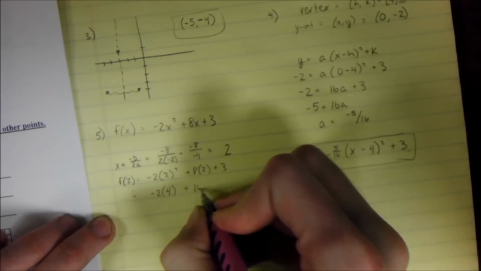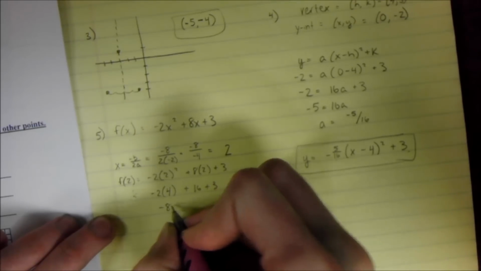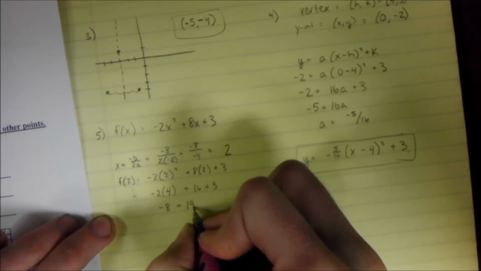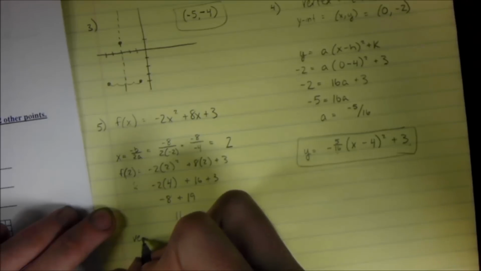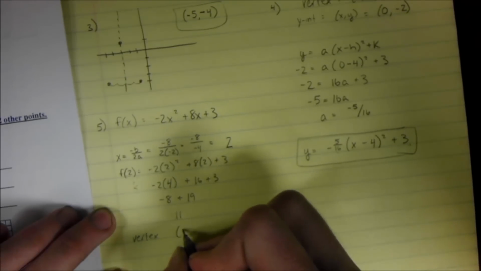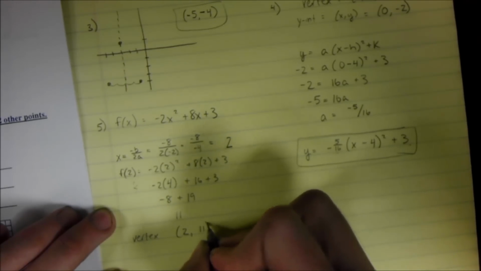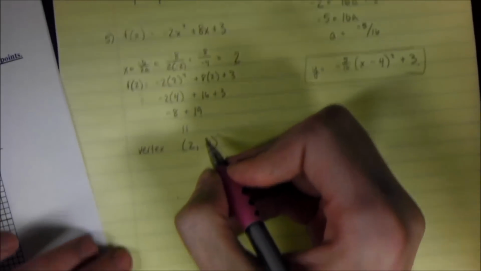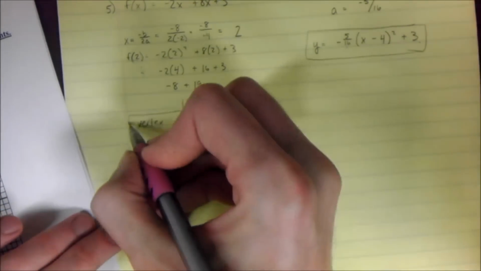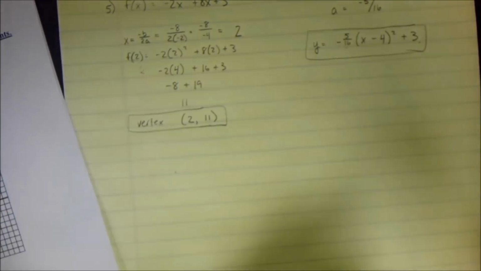And 8 times 2 is 16. So negative 8 plus 19 would be 11. So it appears that the vertex here, the x value is 2, and the y, or the f value in this case, would be 11. So your vertex would be at (2, 11). Answer.